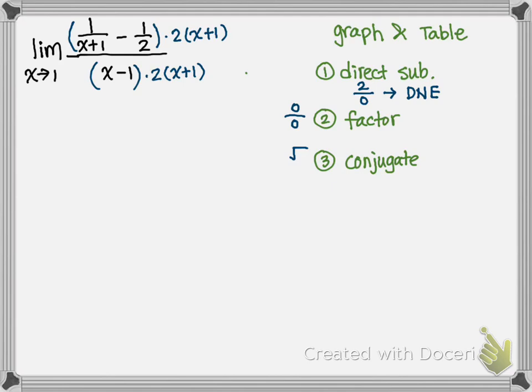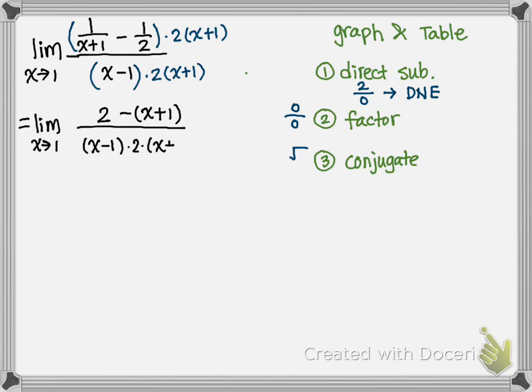So then you simplify it to limit as x goes to 1. When you distribute the 2 times x plus 1 over x plus 1, you get 2. And when you distribute 2 times x plus 1 over 2, you get x plus 1. And in the bottom, you will get x minus 1 times 2 times x plus 1.